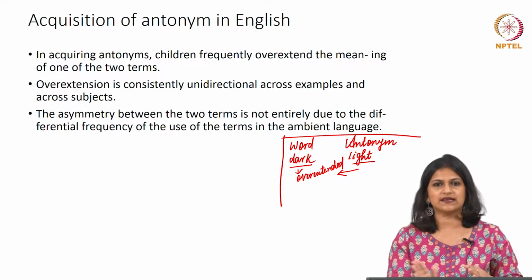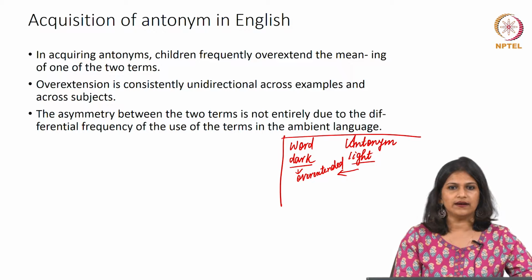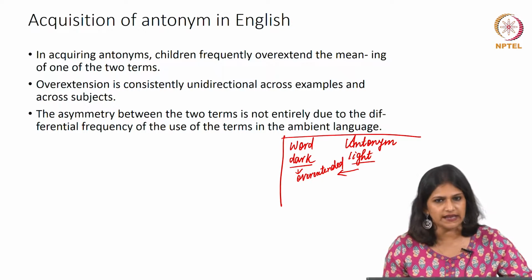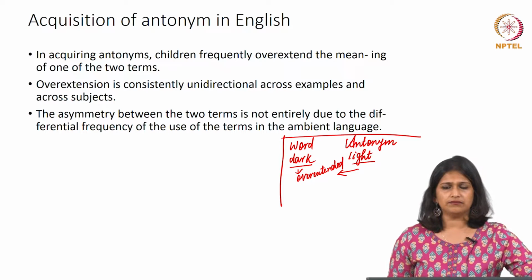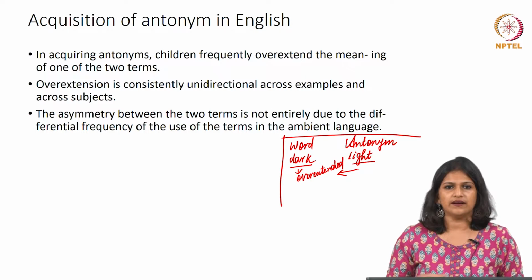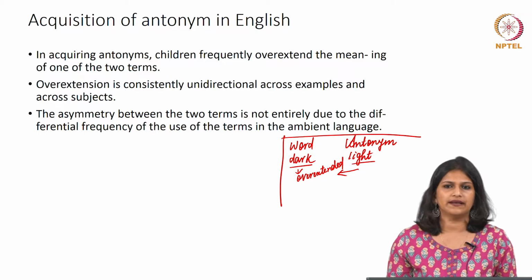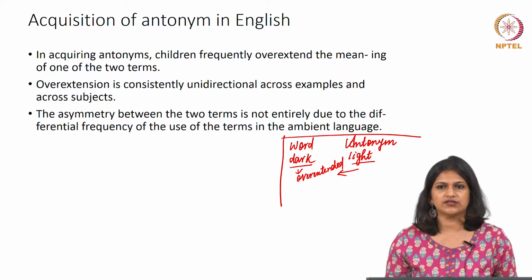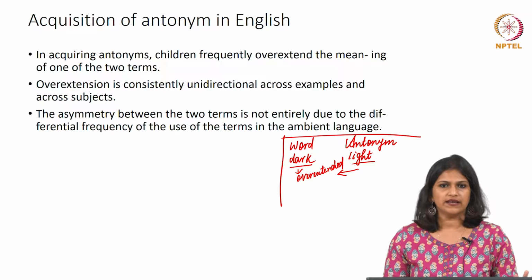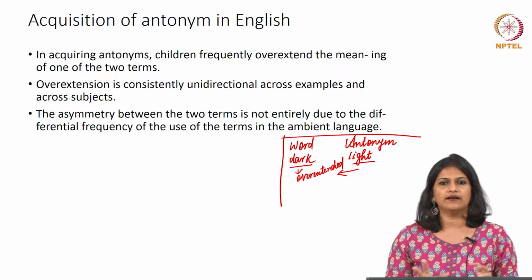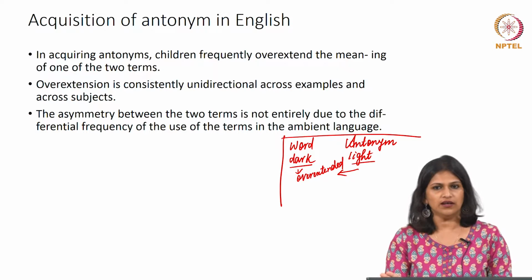So, that is why this is considered to be a one way or unidirectional process, and because of this semantic overextension we see there is an asymmetry. So, that means when the child is acquiring the pair, it's not that both the things are happening simultaneously or the overextension has been uniform, not really. The term that refers to the larger extension is generalized to the other one. Let us say big, which has a larger extension, and this larger extension has been generalized to the other, right.